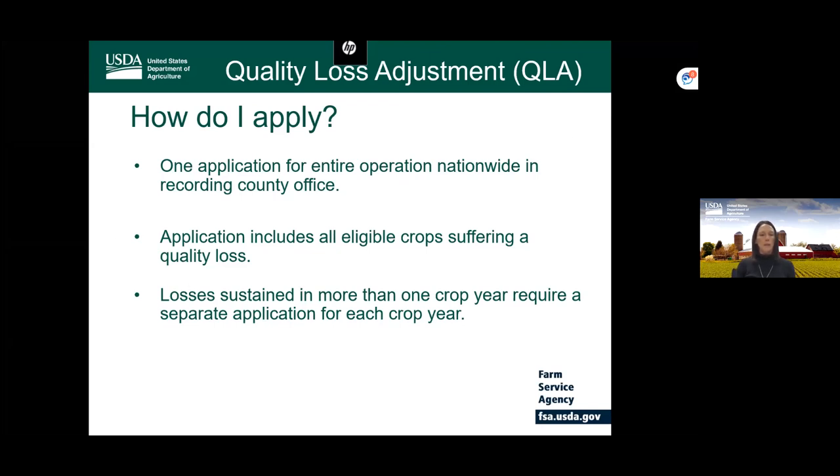So again, we visited about this at the beginning, but just how do I apply? You're gonna do one application for the entire operation nationwide in the recording or your control county office. The application includes all eligible crops suffering a quality loss. So you can include more than one crop on the application. The losses sustained in more than one crop year require a separate application for each crop year. So if you're applying for 2018 and 2019, you'd have two separate applications.